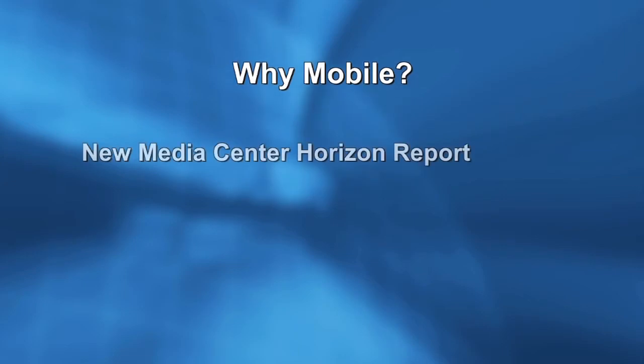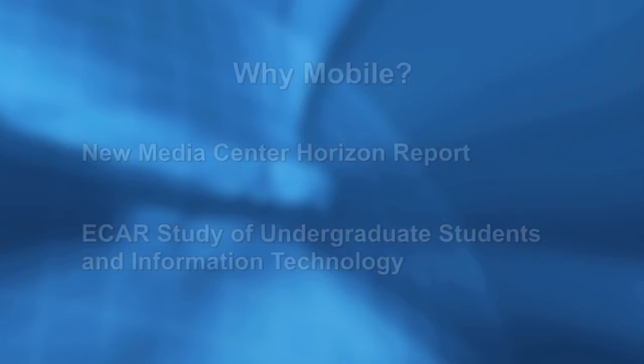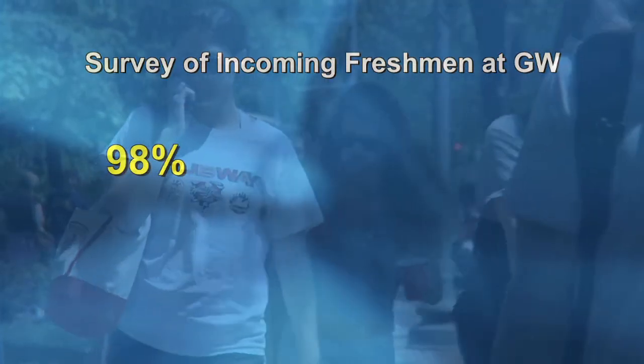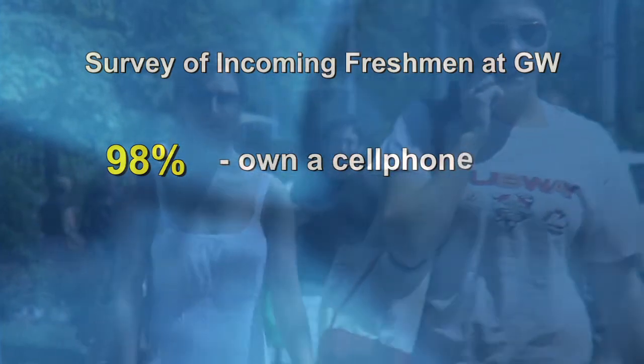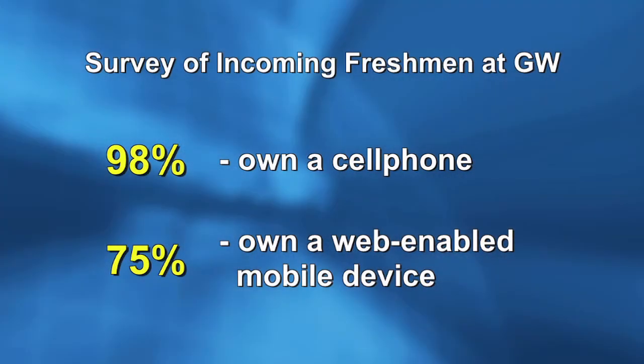a valuable resource. As you may know, both the New Media Consortium Horizon Report and the ECAR study of undergraduate students and information technology indicate that users on campus increasingly expect anytime, anywhere access to data and services on mobile devices. We did a survey of incoming freshmen at GW this summer. The results were similar to but higher than the numbers reported in the ECAR study. 98% of the incoming freshmen indicated that they own a cell phone. 75% indicated that they own a web-enabled phone or mobile device.